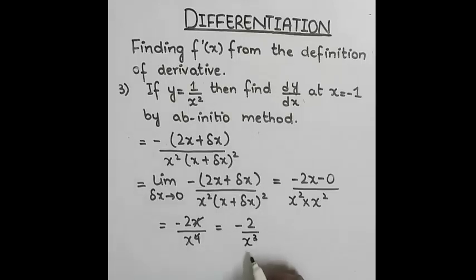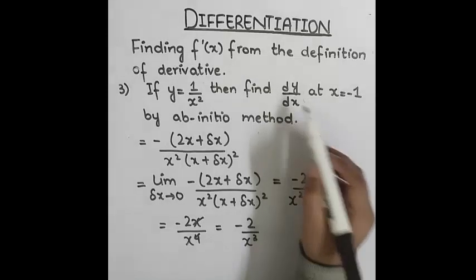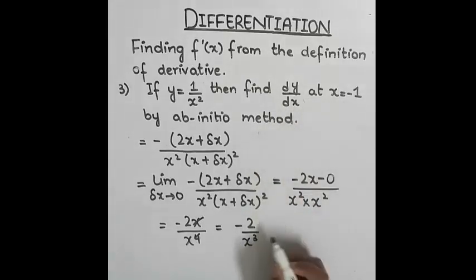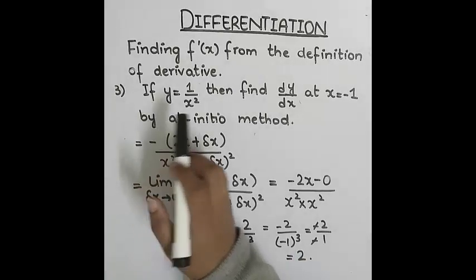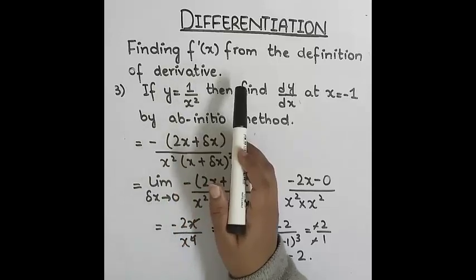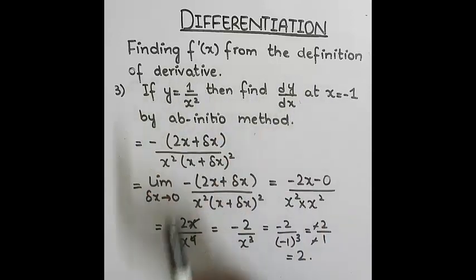Now we have to simplify at x is equal to minus 1. So minus 2 divided by, replacing x with minus 1, cube, which is equal to minus 2 divided by minus 1's cube, which is minus 1. Minus minus cancel out and the answer we have is 2. This is how we find the derivative of a function from the definition of derivative.